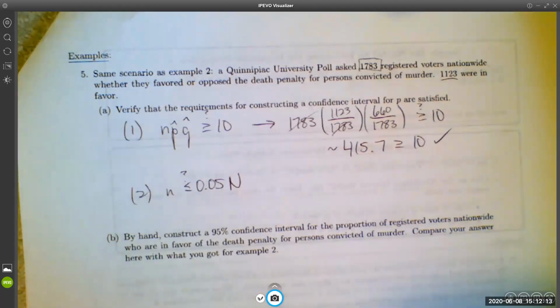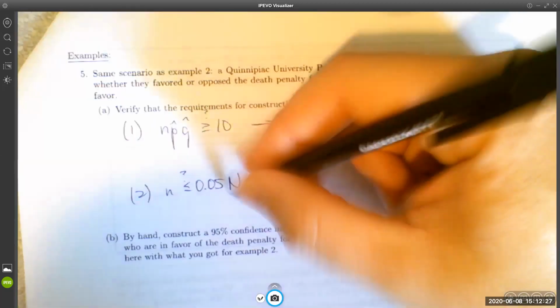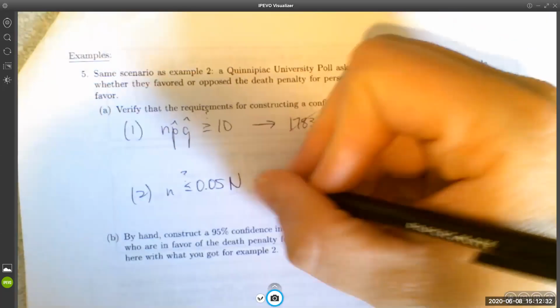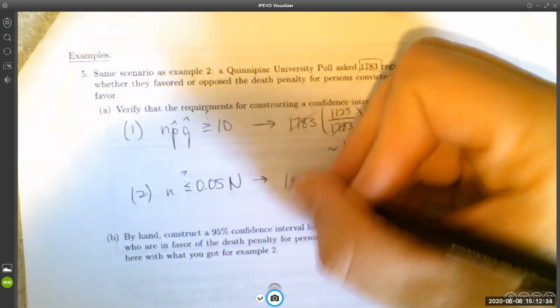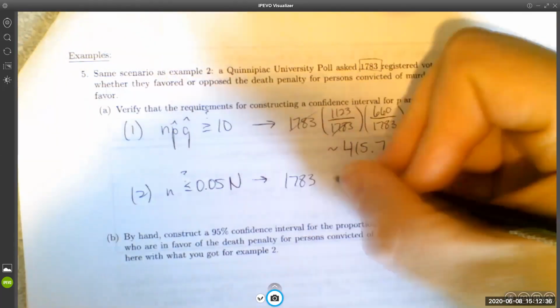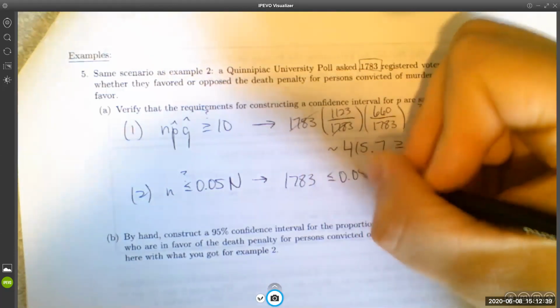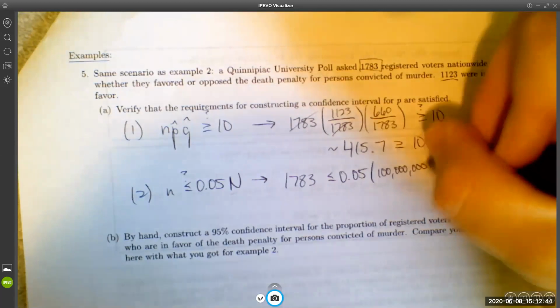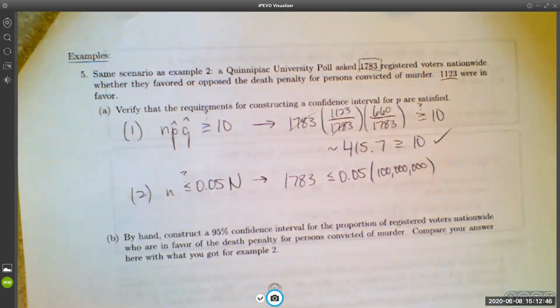So how many of us are registered voters? Well, probably at least 2/3 are registered voters. But either way, even if we're playing it on the safe side, we could say our population size is 100 million, right? So what we're trying to test is whether 1,783 is less than or equal to 5% of 100 million. And it's pretty safe to say that's true, right?